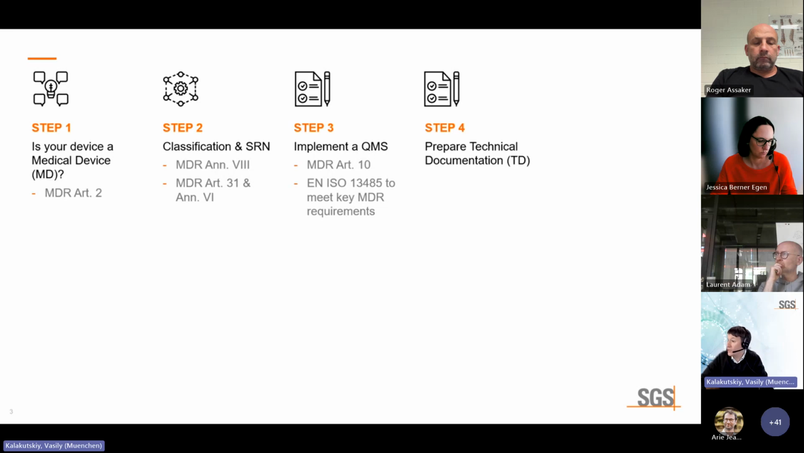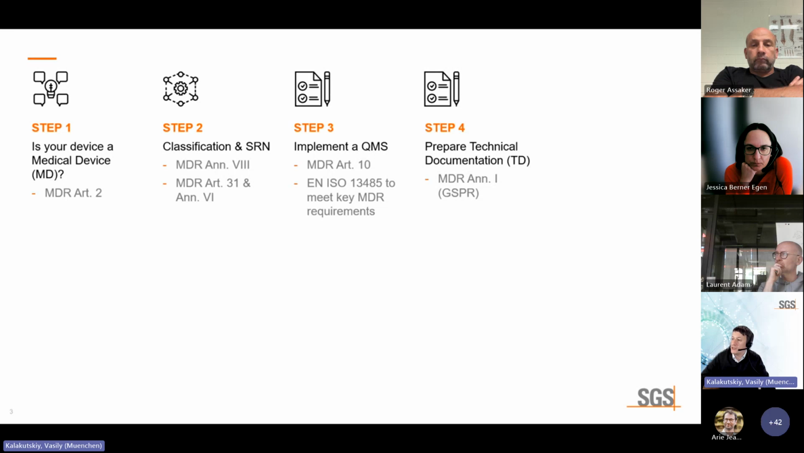So the step number 4, preparation of technical documentation. It's everything that is about the product: technical information, clinical efficacy proof, preclinical tests, everything concerning the product has to be put into the technical documentation. Previously, we called it technical file. Nowadays, it is called technical documentation in terms of MDR.